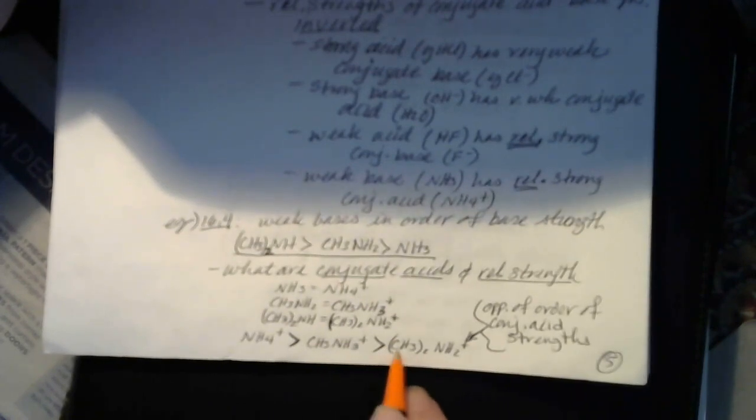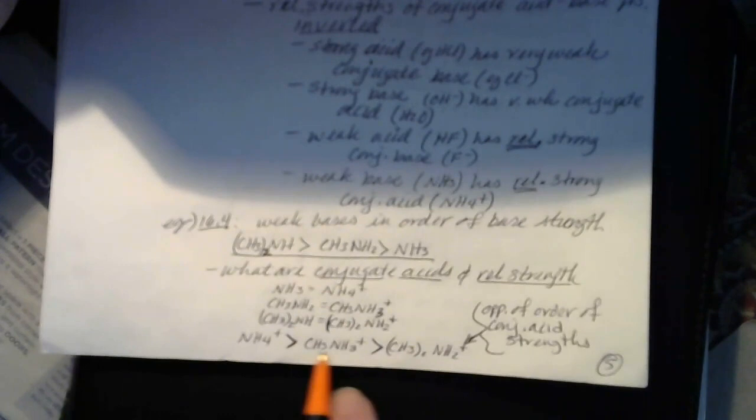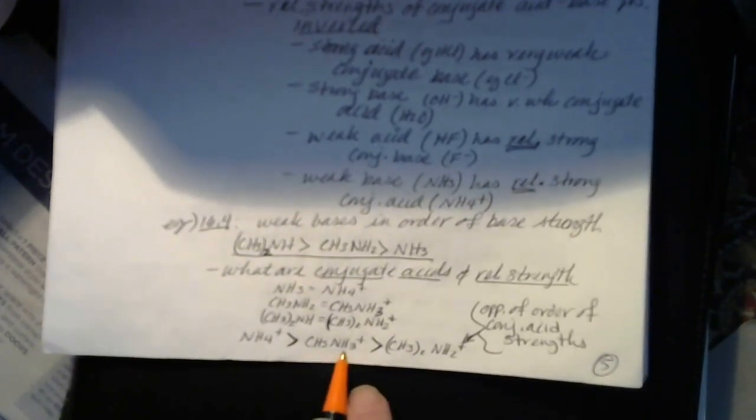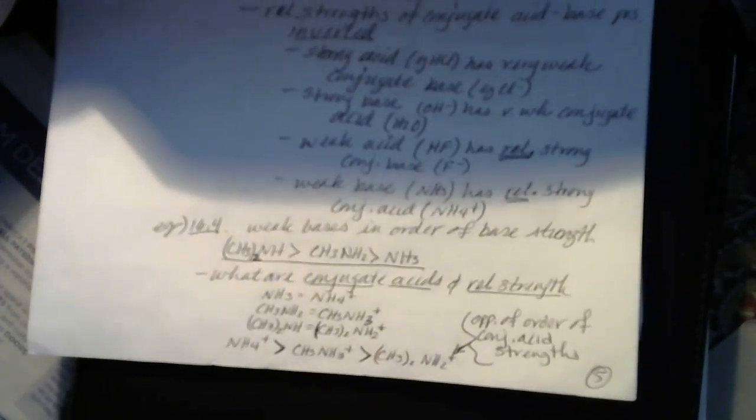So the conjugate acid of NH3 is NH4 plus, that's the strongest. The conjugate acid of dimethylamine is the dimethylammonium ion, is what you call that. (CH3)2NH2 plus, that is the weakest, and the methylammonium ion is what you call this, and that is in the middle, like before. So it's the opposite order.